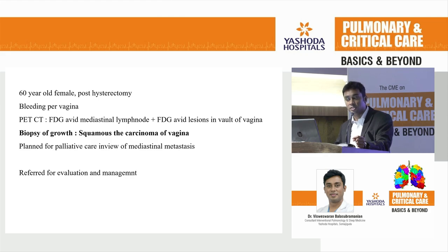This is yet another scenario where EBUS has really changed our practice. So this lady was a 60-year-old female. She was post-hysterectomy. She was having bleeding per vagina. And PET CT scan was done, which was suggestive of a PET avid mediastinal lymph node as well as PET avid lesions in the vault of vagina. So from the vault of vagina, they took the biopsy. It came out as squamous cell carcinoma.